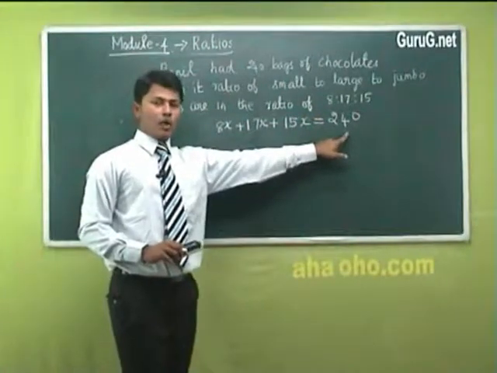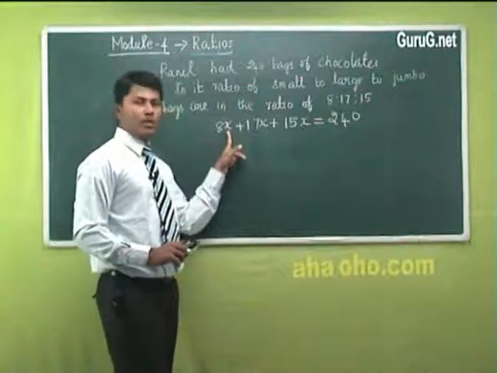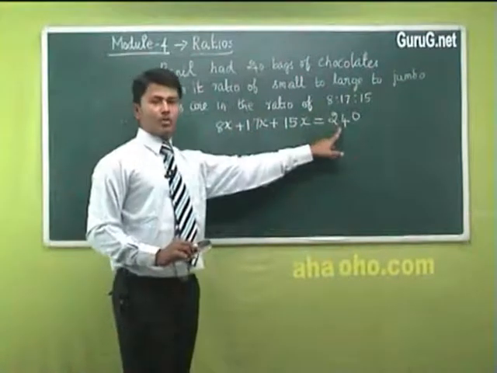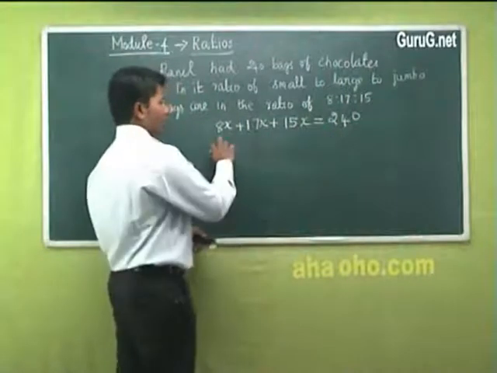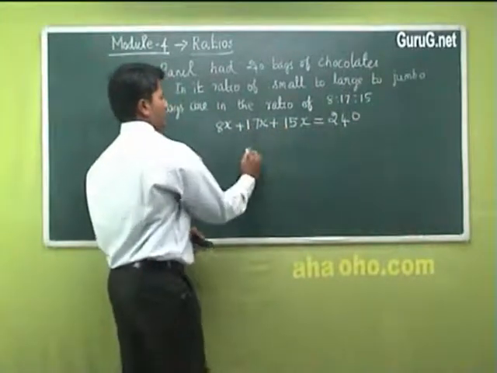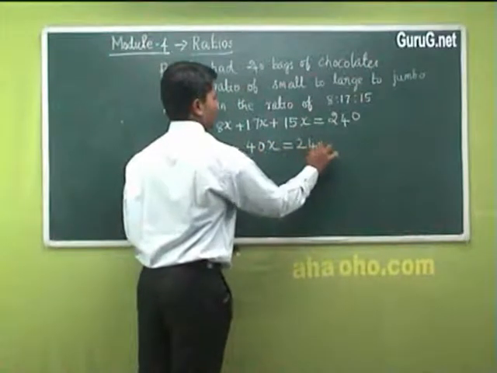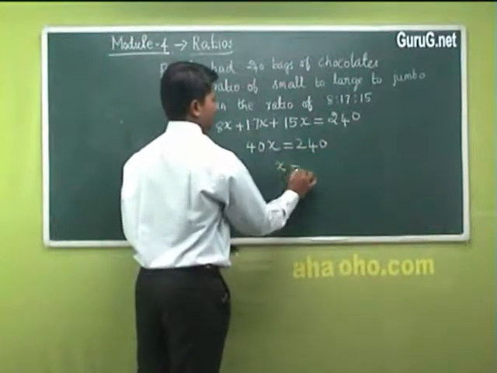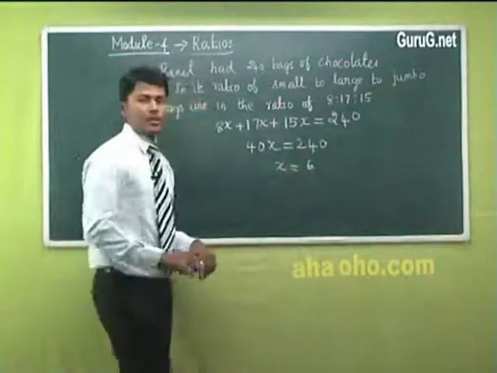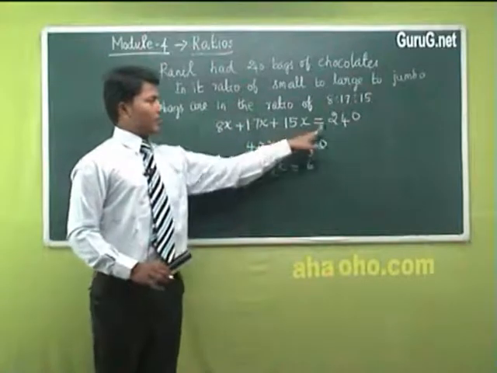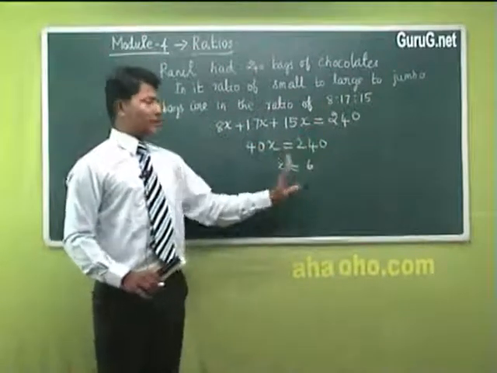How would it be equal? By multiplying each element with a constant, say x. Adding them must be equal to 240. So 8 plus 17 plus 15 is 40, so 40x is 240. x is 6. So if you multiply 6 with each element, you will get 240. So x is equal to 6.